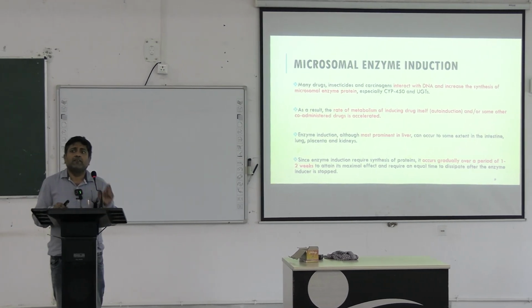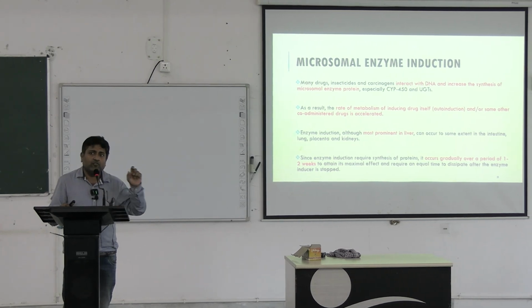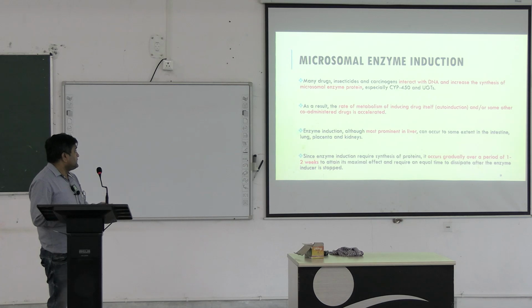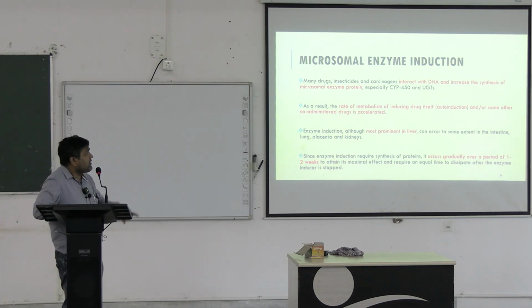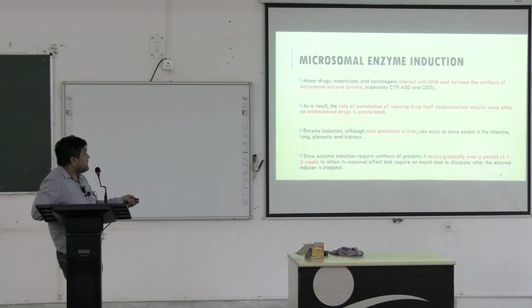Examples like carbamazepine. Carbamazepine is an anticonvulsant drug that shows the feature of autoinduction, like barbiturates. So, as a result, the rate of metabolism of the inducing drug itself and or some other co-administered drug is accelerated. Okay. Enzyme induction, although most prominent in liver, can occur to some extent in intestine, lung, placenta and kidney.